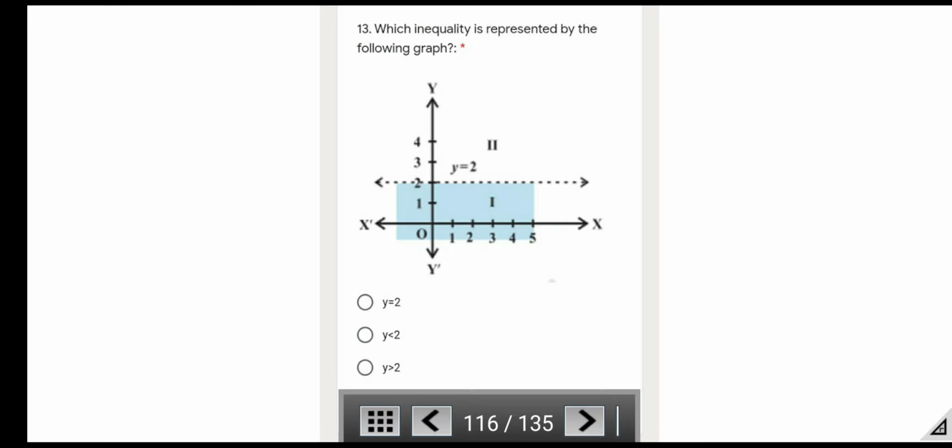Which inequality is represented by the following graph? So it is clearly seen that y is less than 2.